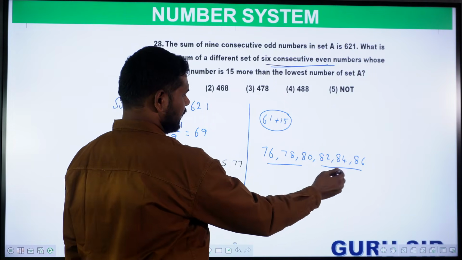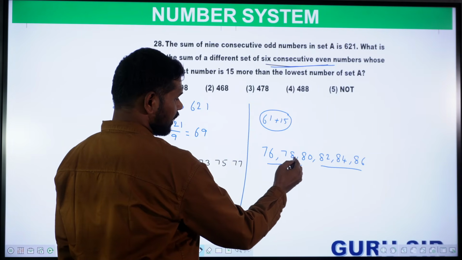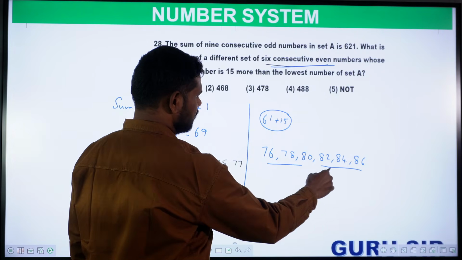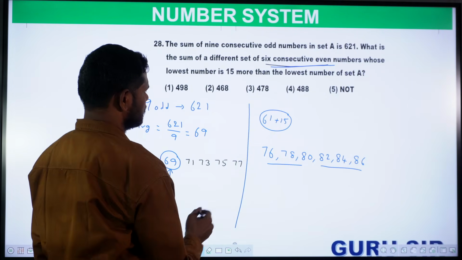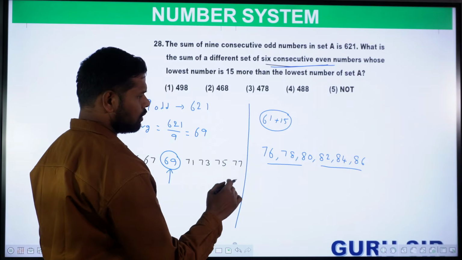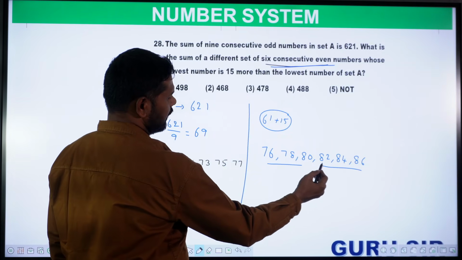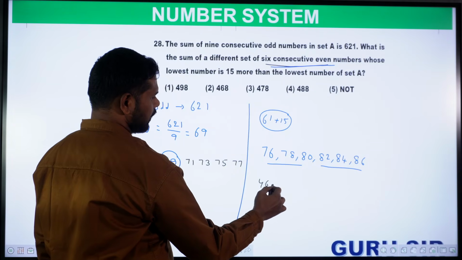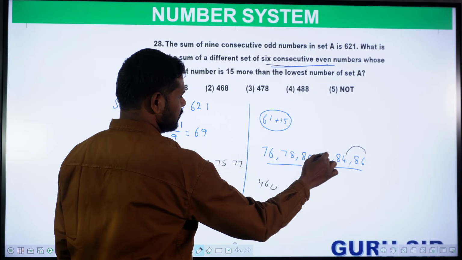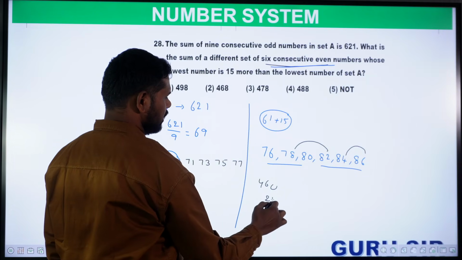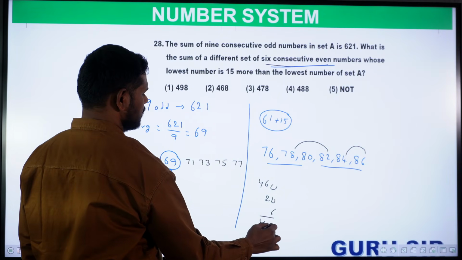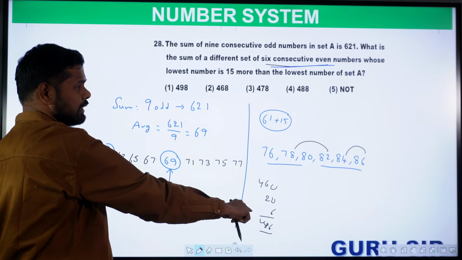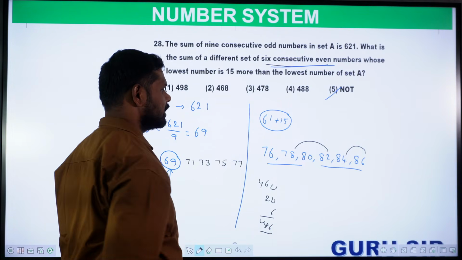The sum is 486. Or going another way, simply: 80, 80, 80, 80 is 320, plus 70 is 390, plus 70 is 460, and then 6 plus 4 is 10, 2 plus 8 is 10, so 20 and 6 gives 486. Just observe the options. 468 is there, 488 is there, but 486 is not there. So the answer is none of them.